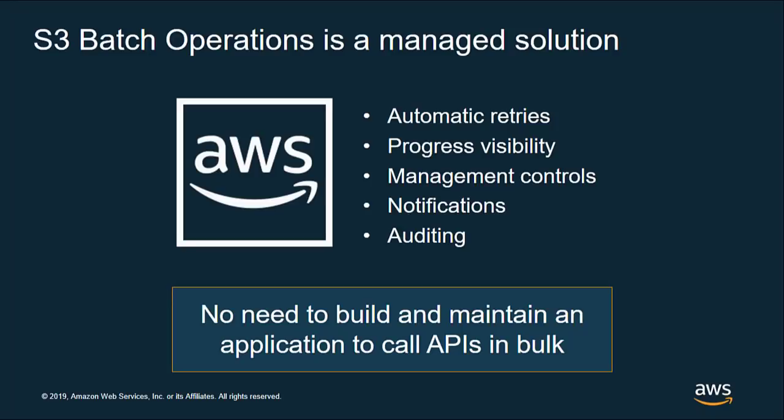We also have notifications. So for those job state changes we talked about, you can use CloudWatch events to send you a notification. So you'll know exactly when your job reaches a completion state and you can kick off some other operation. And then for auditing, we have those completion reports. So really, when you see these features packaged in S3 batch operations, there's no need to build and maintain an application to call APIs in bulk. You don't need to build your own tool. You don't need to find a tool and learn how to operate it. You can just hand off these large-scale jobs to S3 batch operations.